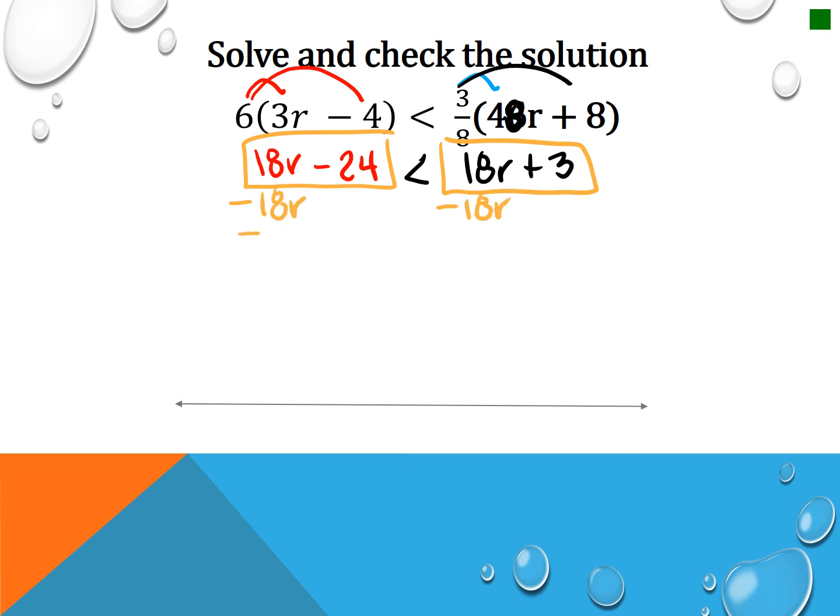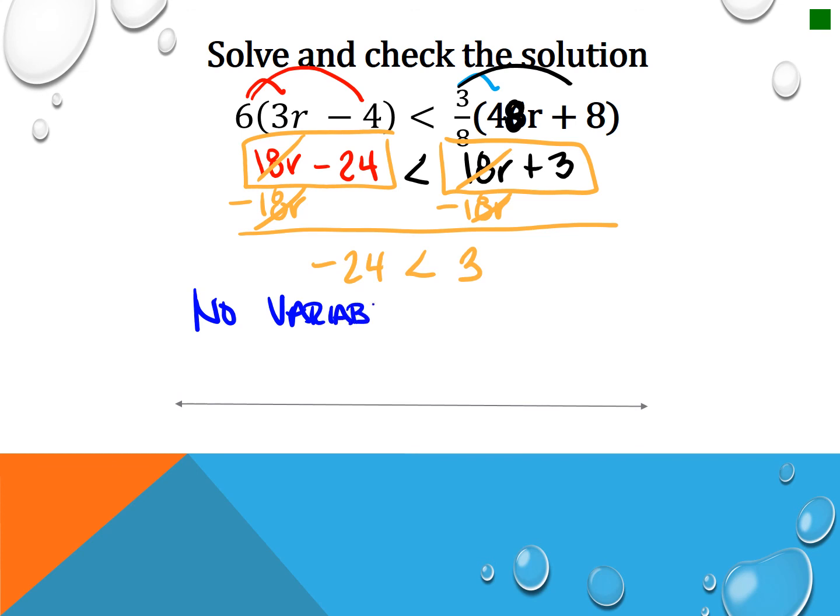Oh my gosh, look what happens. Oh, I see why they didn't care. I have negative 24 is less than 3. Do you see that there is no variable? Write this example down. There is no variable left.